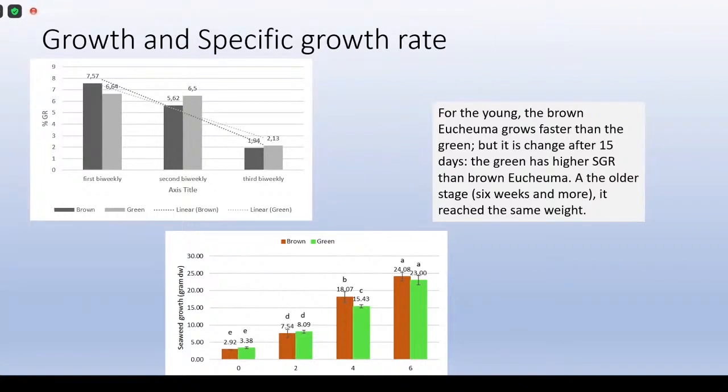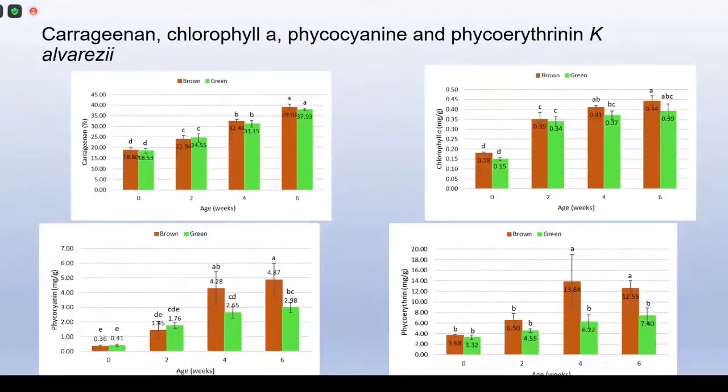For the young stage, the brown grows faster than the green, but this changes after 15 days. The green has a higher specific growth rate than the brown. In the older stage, more than 6 weeks, they reach the same weight. And we also have data about the chemical content: carrageenan, chlorophyll A, phycocyanin, and phycoerythrin in the species.